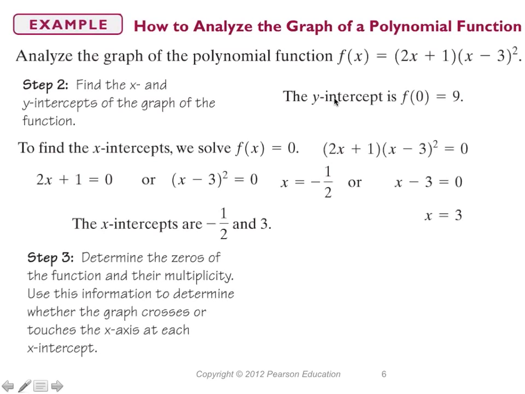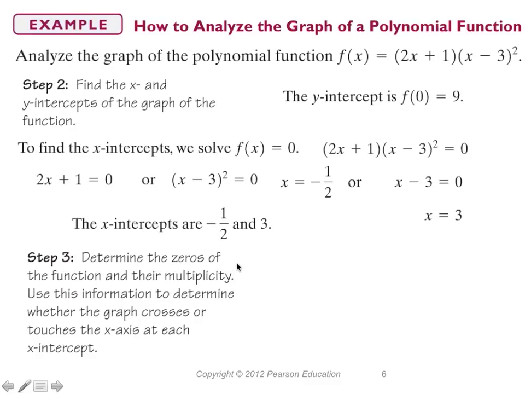Now, be careful with your x and your y-intercepts in MyMathLab. Make sure that you pay attention to whether they want a coordinate or just a number. So if they want the coordinate, for the y-intercept, you'd put (0, 9), and for the x-intercepts, you'd put (negative 1/2, 0) and (3, 0). But if they just want the points, then you would just type the numbers.